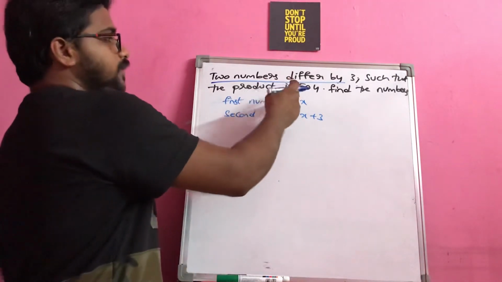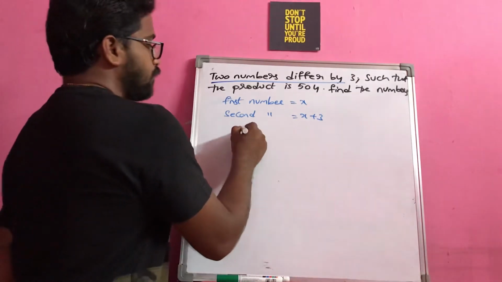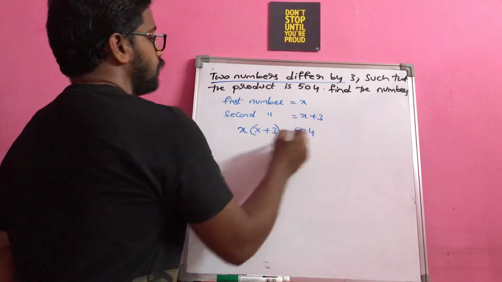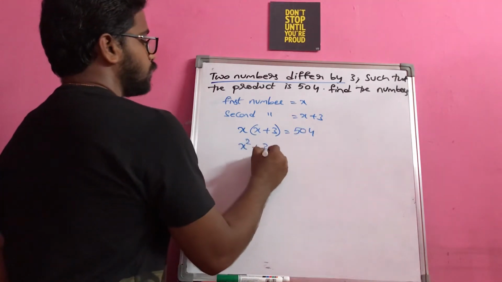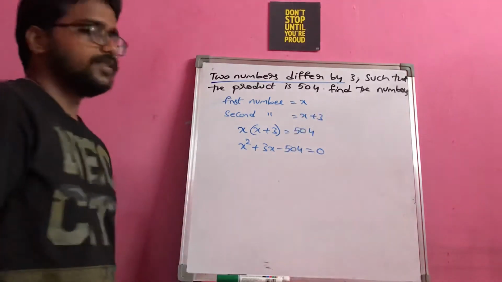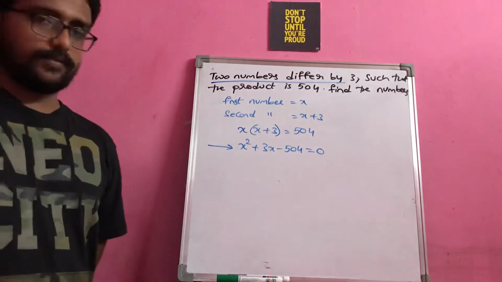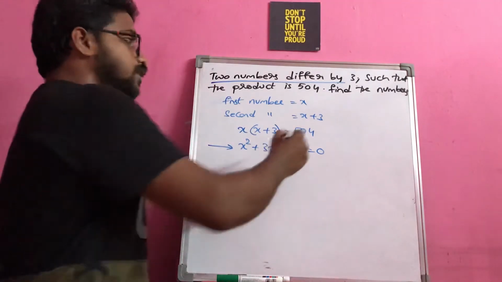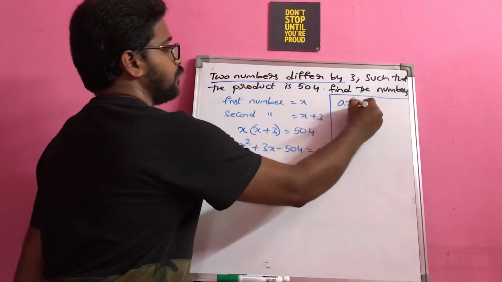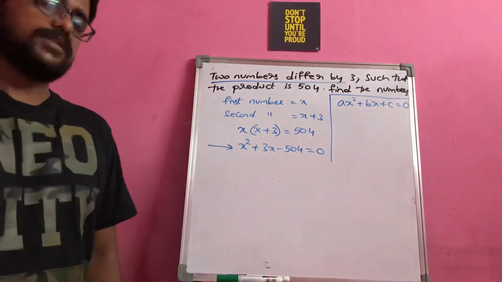Another condition they said is the product of the numbers is 504. So that means x into x plus 3 is equal to 504. If you write it further, x square plus 3x minus 504 is equal to 0. Now it is in the standard form of the quadratic equation, which is of the form ax square plus bx plus c is equal to 0.